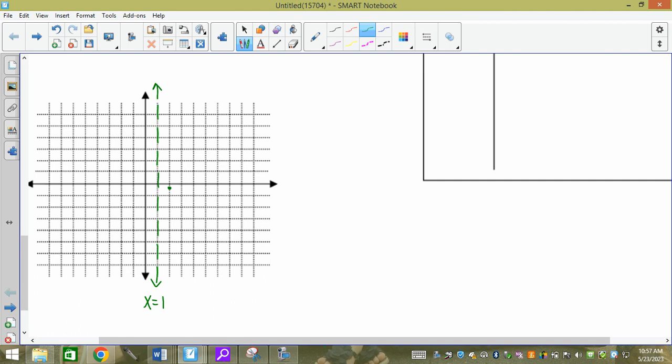Then I go to my table of values. I have 2 and negative 0.39. I have 3 and 0.2. I have 4 and 0.55. I have 5 and 0.8. I have 6 and 1. 7 and 1.15. 8 and 1.29. So I know it's doing this.